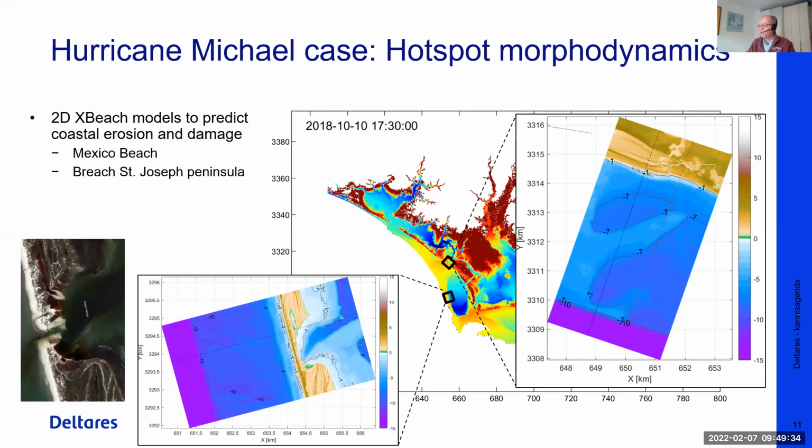Those are the water levels and the overland flooding. Next, we're going to be looking at the morphological change, for which we use the XBeach model, which we have set up here for Mexico Beach, and also for St. Joe's Peninsula, the spit, which breached during Hurricane Michael. Results are still being produced.